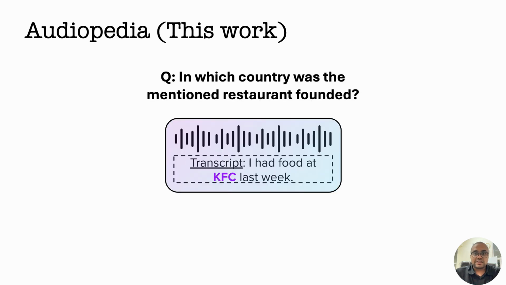So to this end, we present a novel setting called Audiopedia, Audio QA with Knowledge. Consider a different question for the same audio. In which country was the mentioned restaurant founded? Since the question has mentioned KFC, the answer is United States, since KFC was founded in the United States of America. This answer is not explicitly mentioned in the audio. However, for a system to answer the question, it has to identify the mentioned entity KFC in the audio and use the knowledge associated with KFC to answer the question.